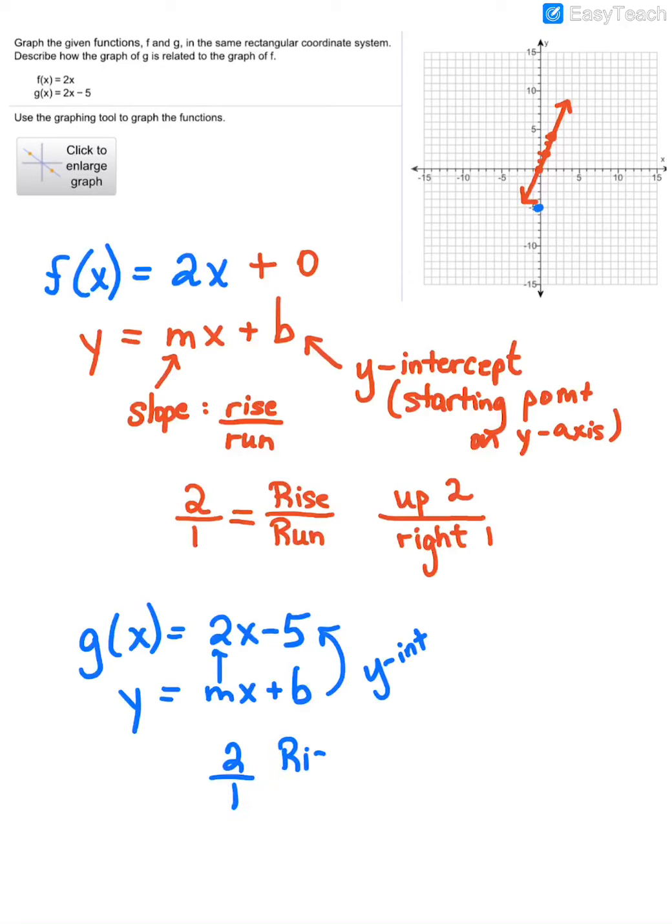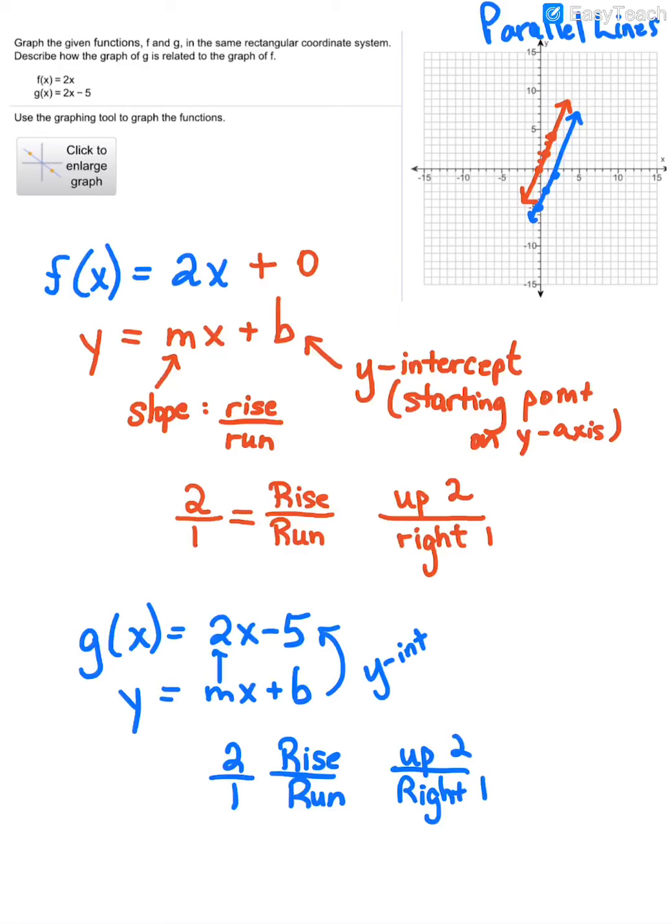So I think rise over run. So once again, I will be going up 2, and I will be going to the right 1. So from that starting point, I'm going to count up 2, right 1, put a point. Up 2, right 1, put a point. And then connect them. So you'll notice that those lines are never going to cross each other. We would call them parallel lines. And the reason they never cross each other is because they have the same slope.